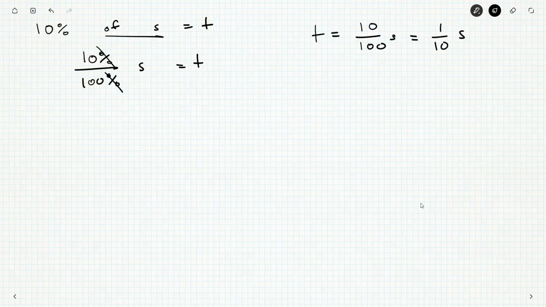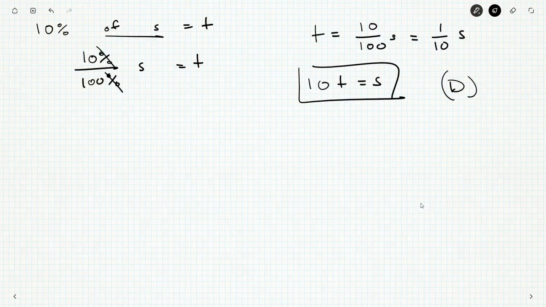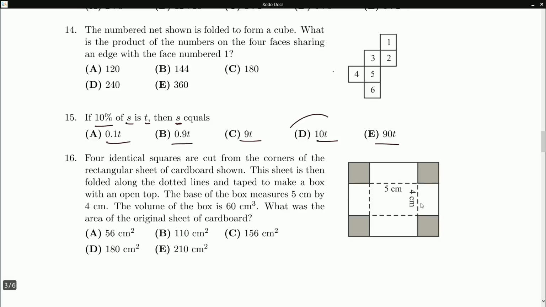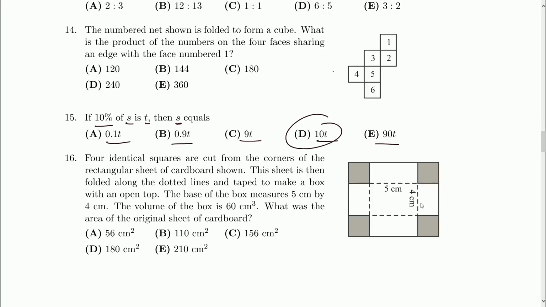Now we don't care about T, we want S in terms of T, so we multiply by 10 on both sides. 10T is S. I think that was D, or was that C? It was D. And that's all there is to it. That's question number 15. It wasn't actually a very long question. Very, very short in terms of the writing. This question, if I were in a real rush, I might accidentally skip over, considering we've got quite a bit of space devoted to these other 2 questions.